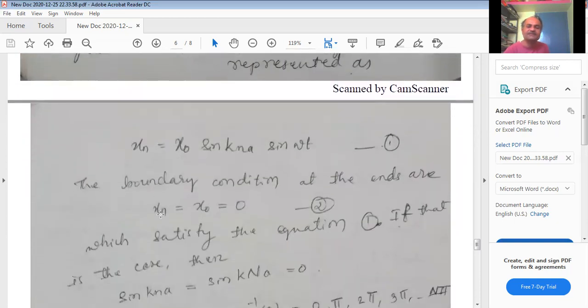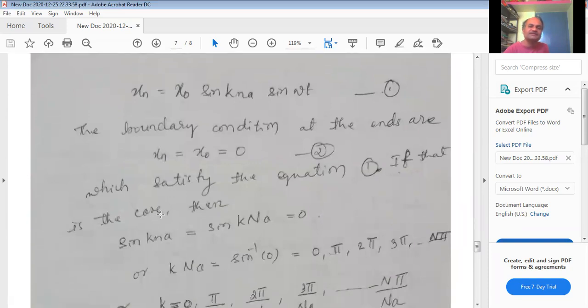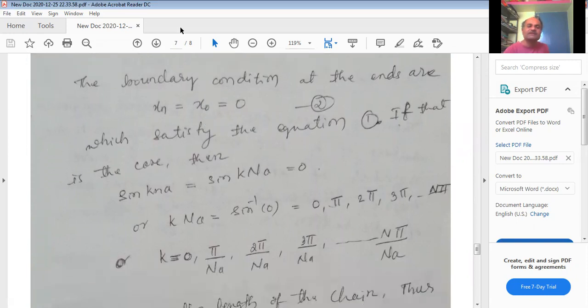This standing wave is represented by this equation: xn is equal to x naught into sine of k n a into sine omega t. The boundary conditions for this case are xn is equal to x naught is equal to 0. x naught is equal to 0 means it is the left hand, and xn is equal to 0 means it is the right hand. So at both the ends, the atoms are not vibrating because they are bound to the rigid support. Therefore, the displacements are zero. This is the boundary condition which satisfies equation one.